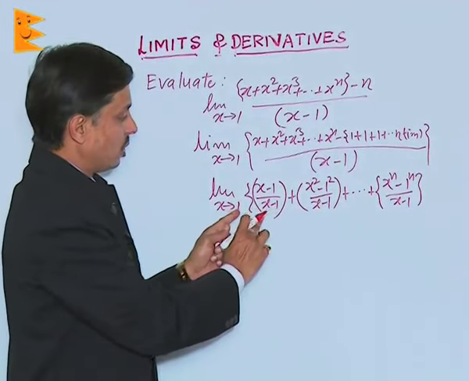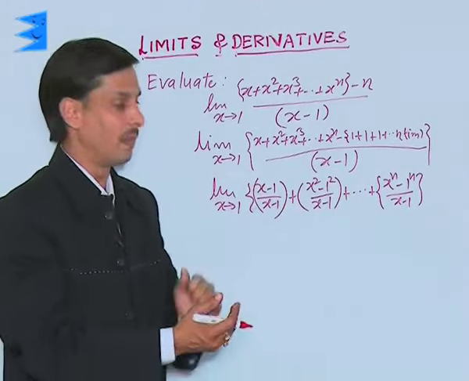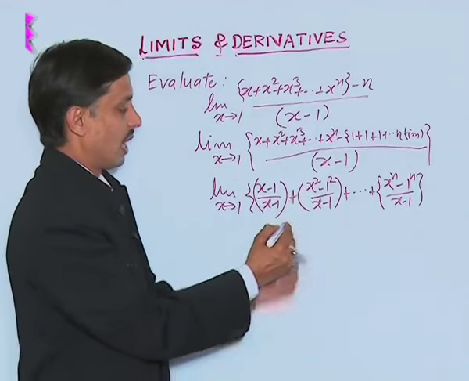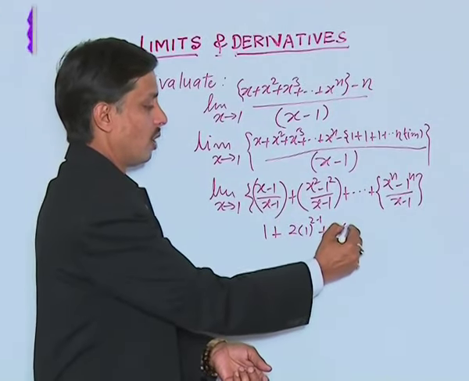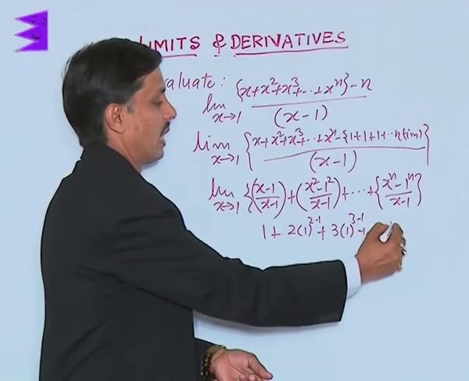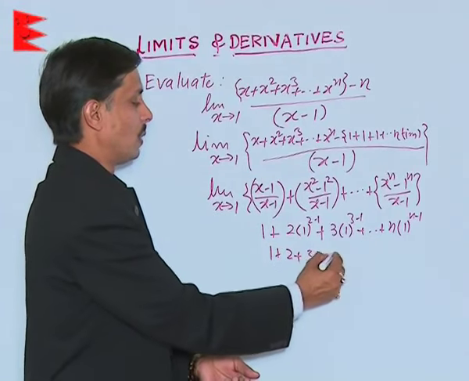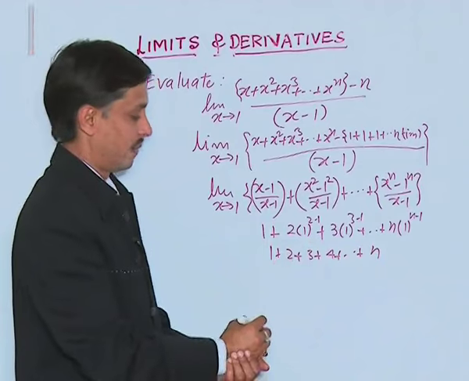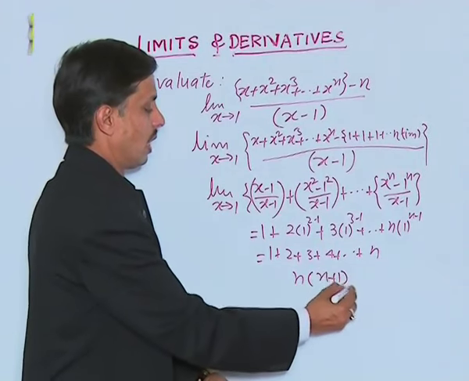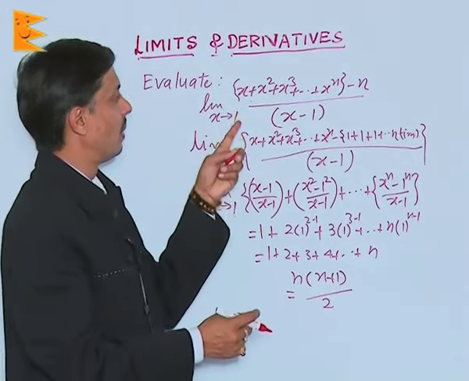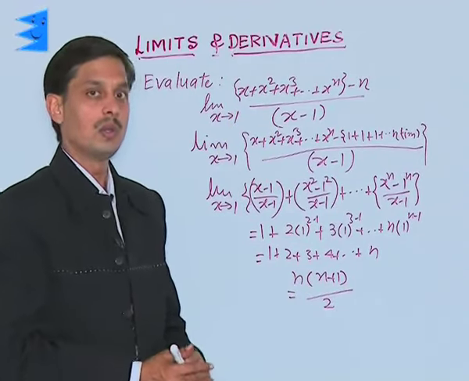In these subparts, if I apply the formula of n a to the power n minus 1, I will get here 1. n is 2, a is 1, 2 into 1 to the power 2 minus 1. In the third, it will be 3 into 1 to the power 3 minus 1, plus n into 1 to the power n minus 1. This will be 1 plus 2 plus 3 plus 4 plus dot dot dot plus n. The sum of the first n natural numbers is given by n into (n plus 1) upon 2. So the limiting answer of this expression at 1 is n into (n plus 1) upon 2.